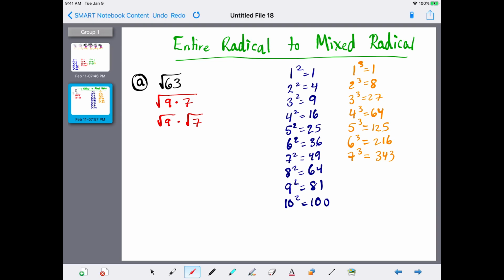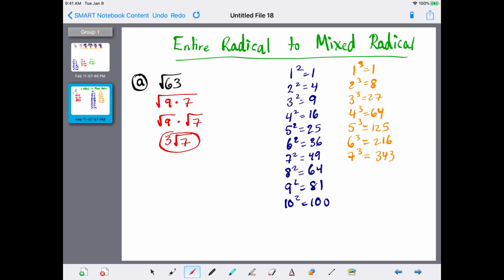And here is the reason why we found two numbers where one of them was a perfect square. Because now we can take the square root of 9. We know that the square root of 9 is just 3. And then we can't do anything else with the square root of 7. There's no two numbers we can multiply to give 7 where one of them is a perfect square. That's just as far as we can go. So we now have converted the square root of 63, which is an entire radical, into 3 root 7, which is a mixed radical.